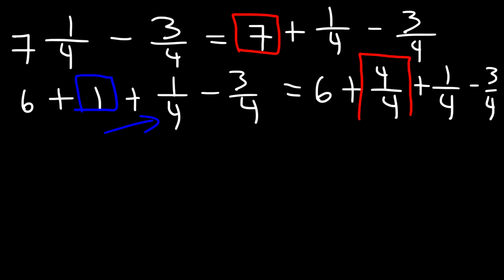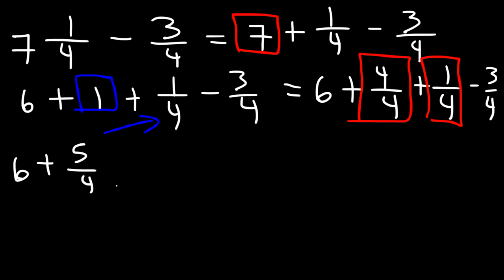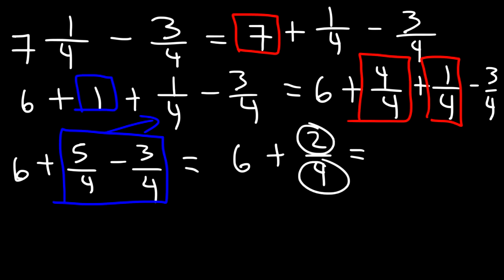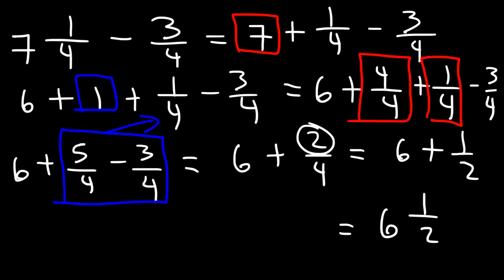So this is going to be 6 plus 4/4 plus 1/4 minus 3/4. Now let's go ahead and combine these two fractions. 4/4 plus 1/4, that's going to be 5/4. And now we can combine these two fractions. So 5/4 minus 3/4, that's going to be 2/4. Now 2/4, you could simplify it. If you divide each number by 2, that will give you 1/2. So we have 6 plus 1/2, which means the final answer is 6.5. And that's it for that example.